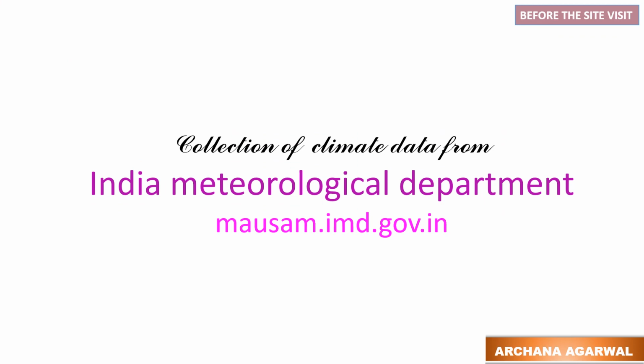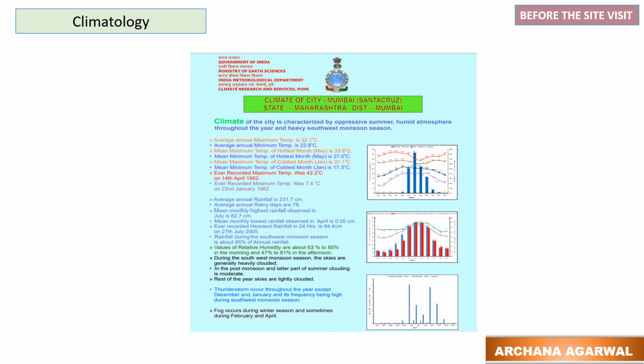Basic climate data can be obtained from the website of India Meteorological Department. Google Earth also has climate layer. There are many websites which give information on the weather and climate. The climate analysis can also be done on GIS.